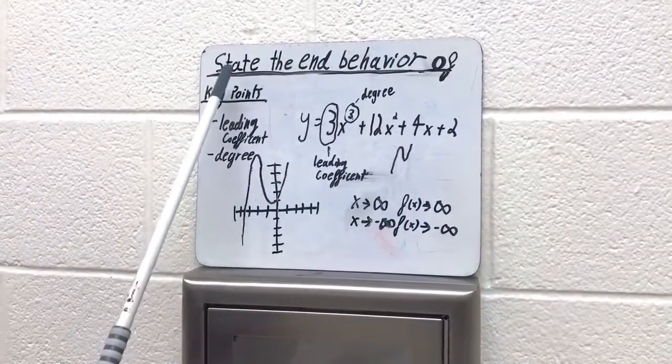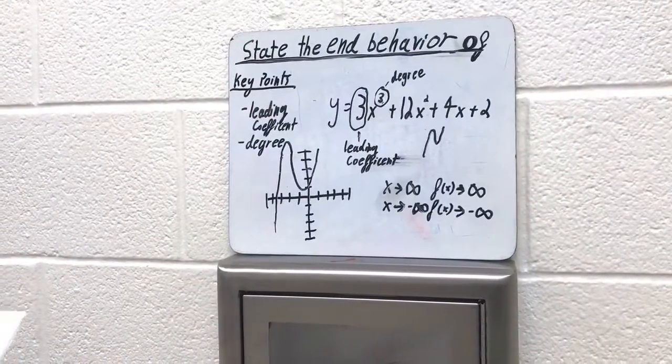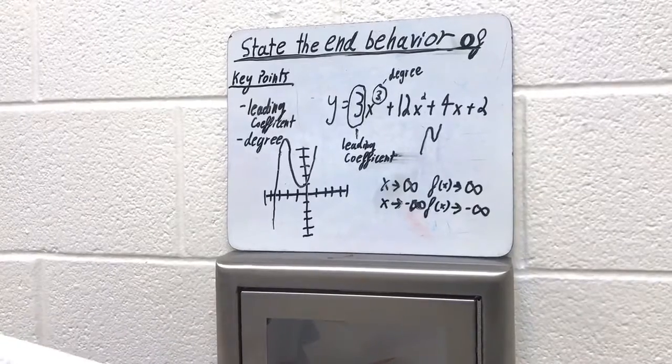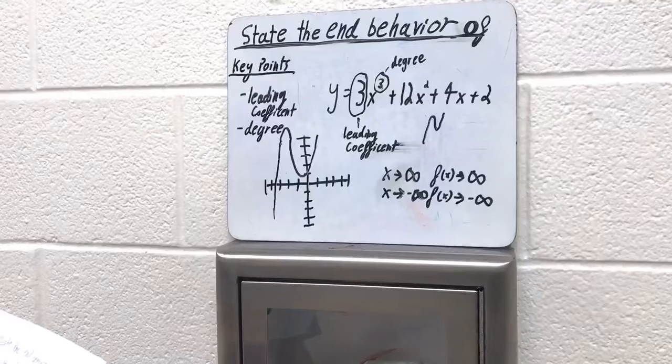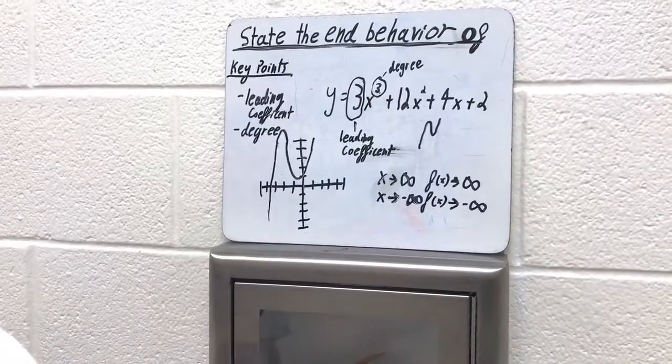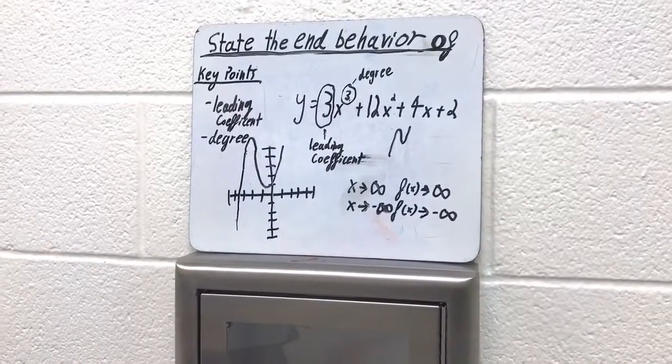Okay, we're going to be learning about how to state the end behavior. The end behavior of a polynomial function is the behavior of the graph of f of x as x approaches positive infinity or negative infinity. The degree and the leading coefficient of a polynomial function determine the end behavior of the graph.